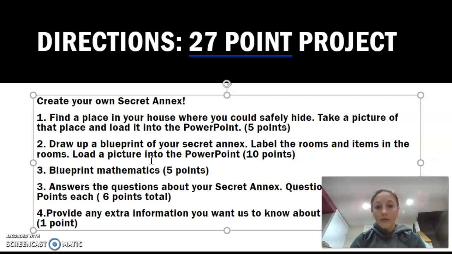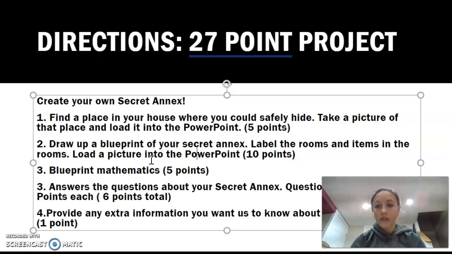Number two, you're going to draw up the blueprint of your secret annex. You're going to label the rooms and the items in the rooms, and load that picture into the PowerPoint. However, you are also going to give me a blueprint mathematics that I'm going to show you, which essentially means I want you to figure out the dimensions of each room you are creating, and that is going to be worth 5 points.